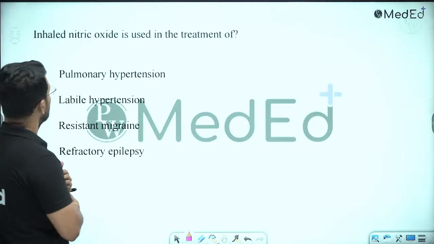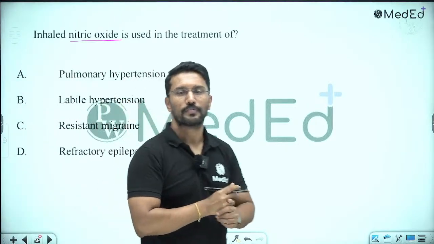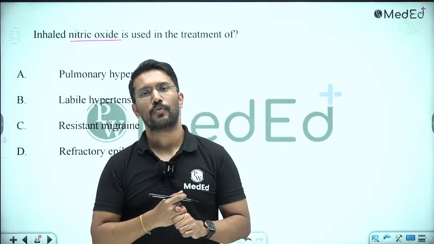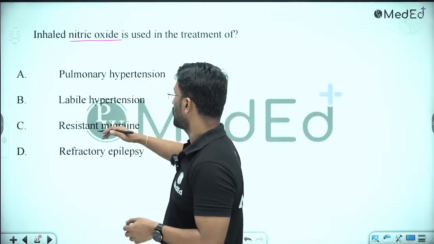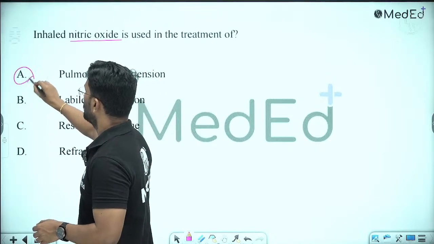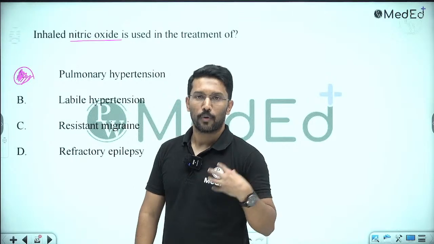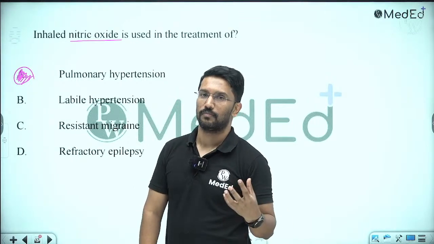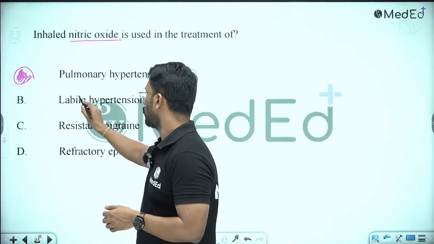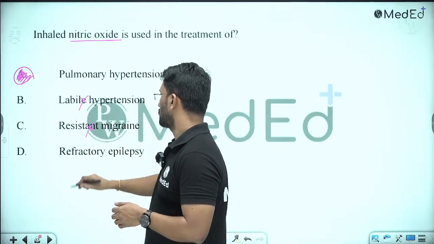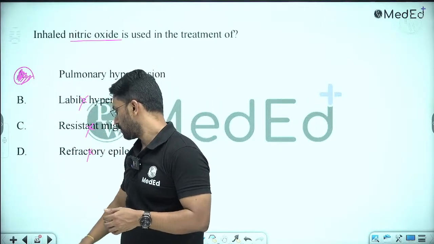Okay, now moving to the next question. Inhaled nitric oxide is used in the treatment of. Inhaled nitric oxide can be used in treatment of which diseases? Right, mainly for the pulmonary hypertension. Pulmonary hypertension, because we need to cause the pulmonary vasculature dilation, not the systemic dilatation. So that is where inhaled will come into picture. So not for labile hypertension, not for resistant migraine, not for refractory epilepsy. So option A is the answer to go for.